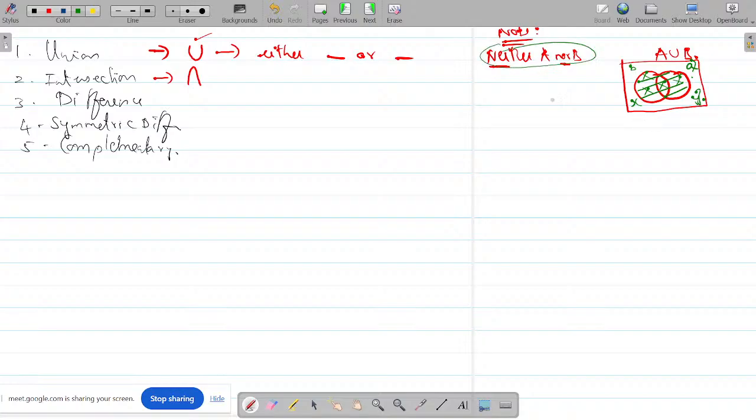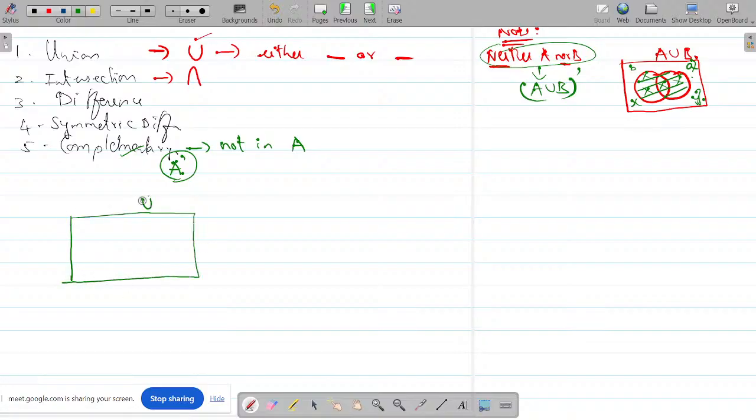So we'll be writing neither A nor B as (A union B) dash. It's complementary. What is complementary? Not present. Complementary means not in A, for example A dash, or not in B. When I talk about a complementary set, I first need to know the universal set or the sample space. Only if I know the universal set or sample space can I talk about the complementary set, because the complementary set is not in A. What do you mean by complementary? It's not in A.